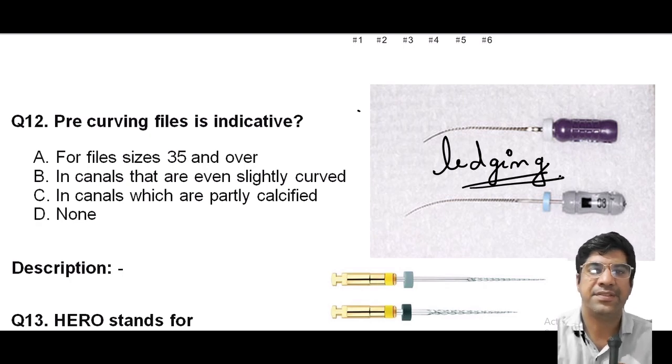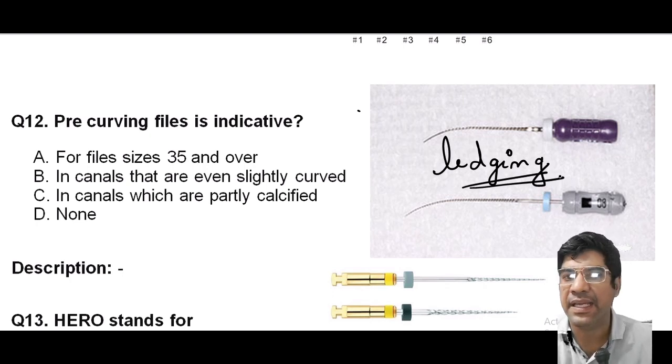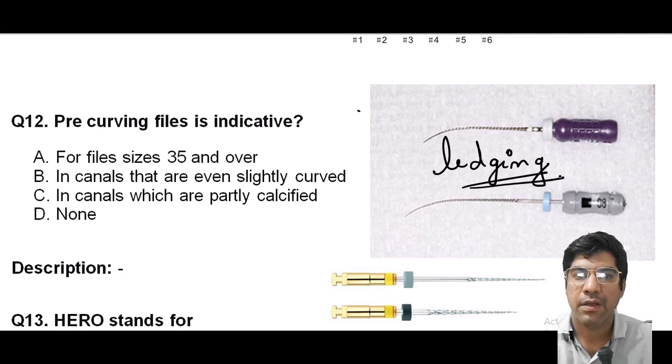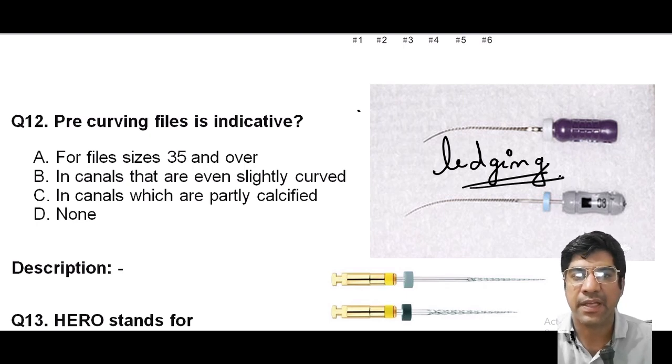Let us consider a maxillary first molar with a mesiobuccal canal that has a slight curvature. Attempting to navigate this canal with a straight file could lead to difficulty in reaching the apex. So in this case, I would pre-curve the file to match the curvature of the canal. That will make it easier to negotiate the canal safely and effectively.